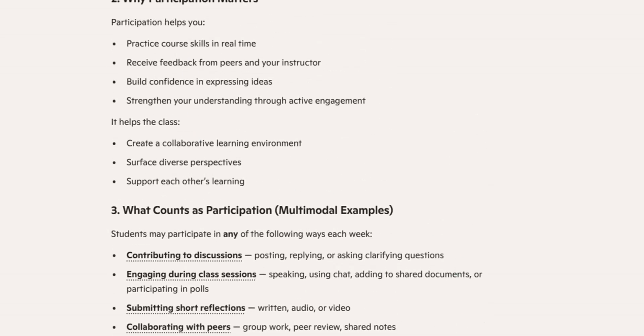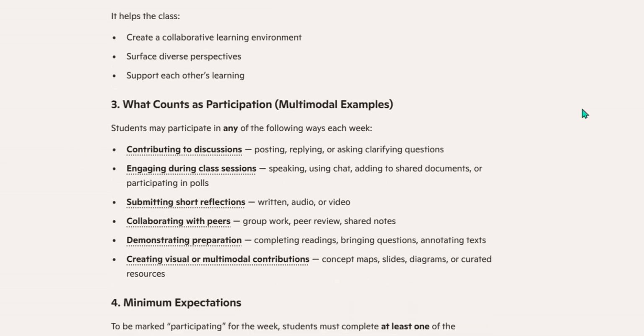Okay, so participation is not about speaking the most, it's about showing consistent engagement with ideas, activities, and learning community. Students can demonstrate in multiple modes, including written, verbal, visual, and digital contributions. So why does it matter? It helps you practice skills, receive feedback, strengthen understanding, build confidence. It helps the class create a collaborative learning environment, surface diverse perspectives, and support each other's learning.